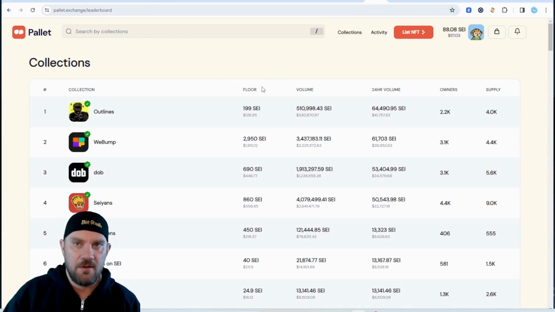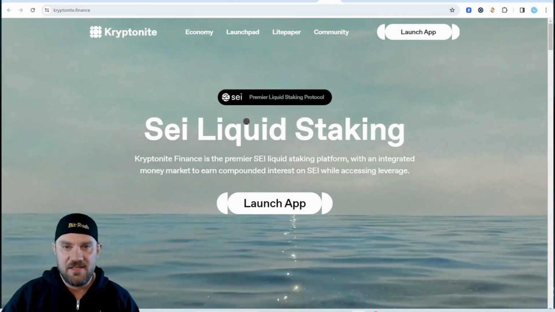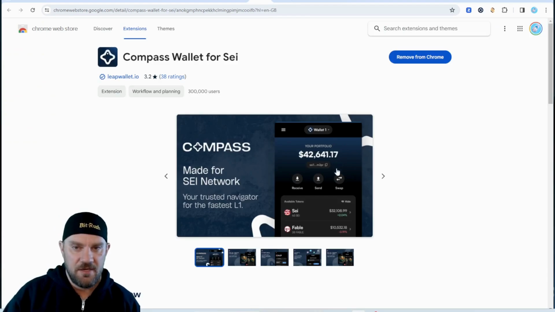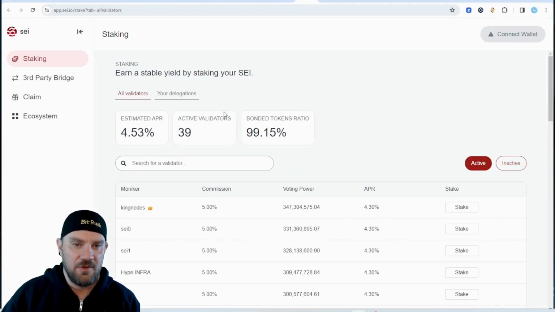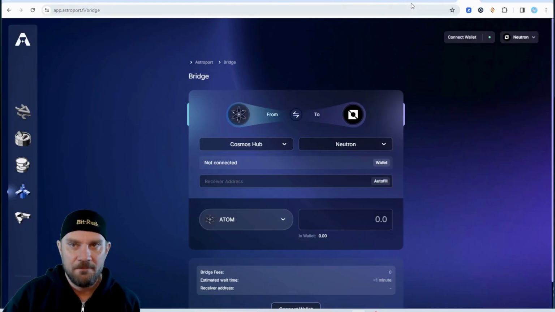Pallet is going to be your NFT marketplace. Kriptonite does have some DeFi stuff and some liquid staking. Compass is going to be your go-to browser-based wallet. And you can use the bridge here or the bridge within Astroport if you guys want. And that's basically everything for today's video.